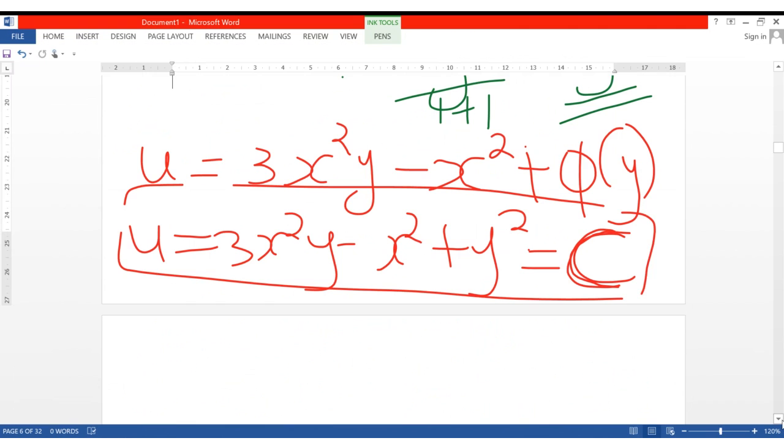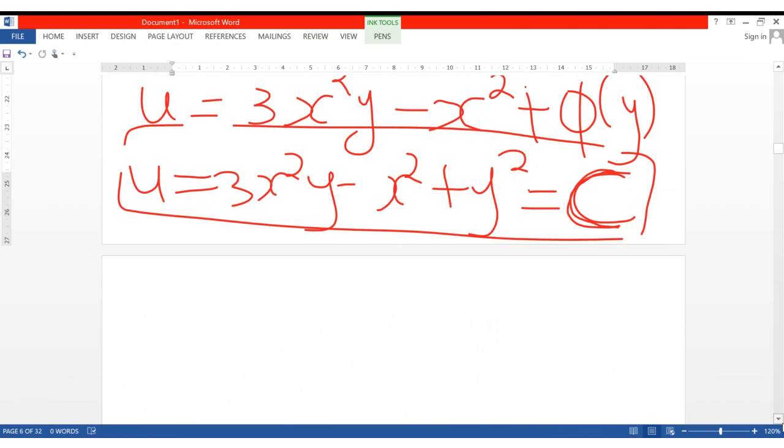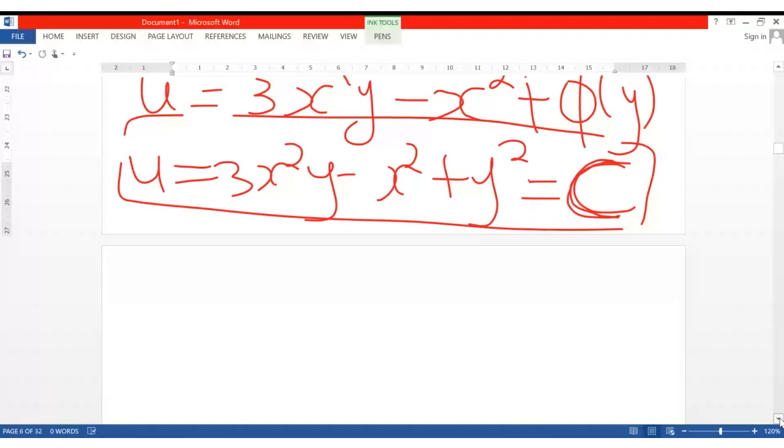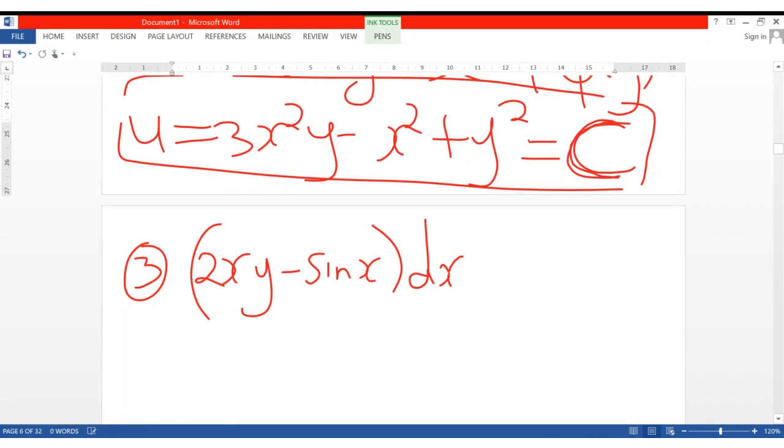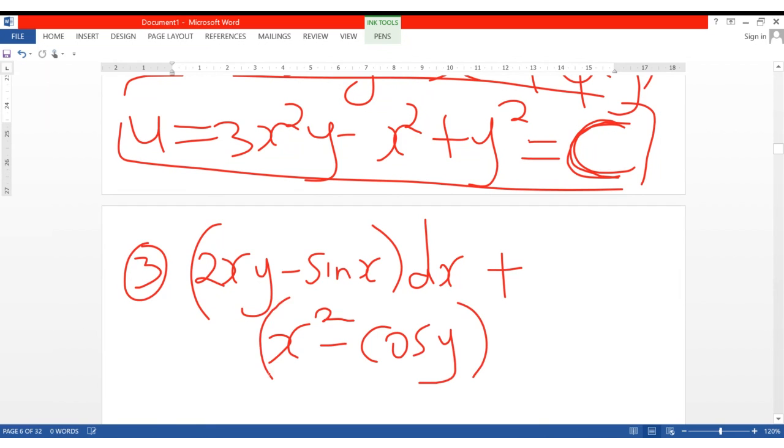So I'll do the final example, number 3. You can go through the example that I've done and you'll be able to tell me. So this is the example that you have. Number 3, (2xy minus sin x) dx plus (x squared minus cos y) dy is equal to 0.